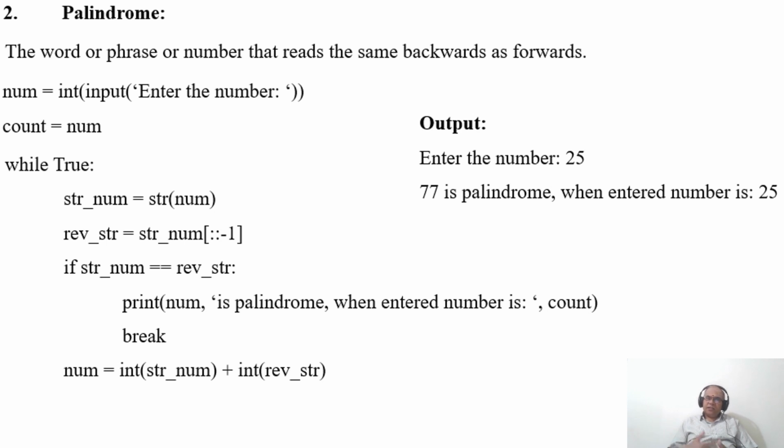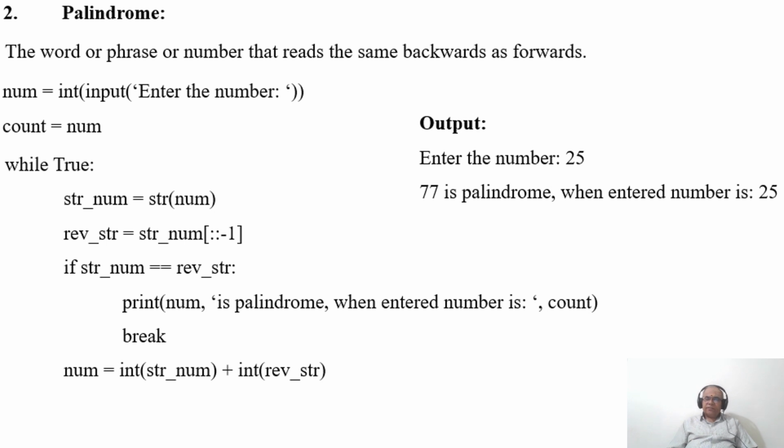So, one way is to check whether the number entered is a palindrome or not, and the other way is: even though the entered number is not a palindrome, we want to find out at what point, on which number, we are going to get the palindrome number. So that is the program we have written for the second case.